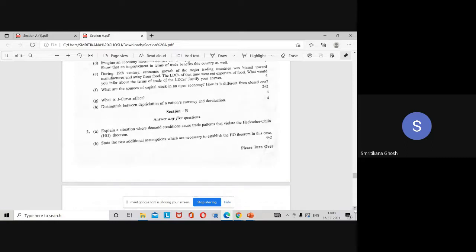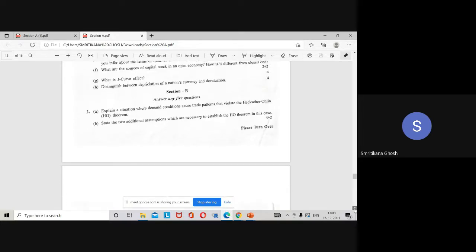Okay. What are the sources of capital stock in an open economy? How is it different from the closed one? Explain the situation where demand condition caused trade pattern that violates the HO theorem. I explained it. This is actually one of the reasons behind the Leontief paradox. State two additional assumptions which are necessary to establish the HO theorem in this case.